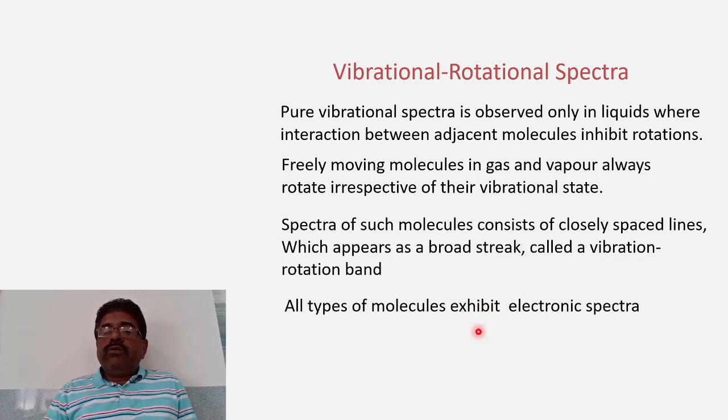Now all types of molecules exhibit electronic spectra. Remember, pure vibrational spectra is represented by liquids only, whereas in the case of gas, it can be a vibrational rotational spectra. But the electronic spectra can also be shown in parallel by these molecules. So all types of molecules, whether gas, solid or liquid, can show the electronic spectra.